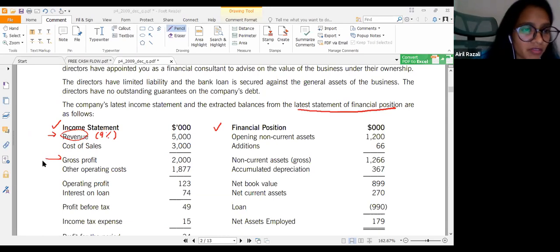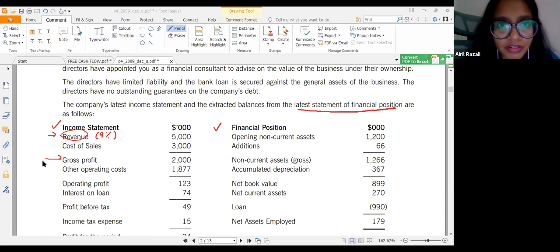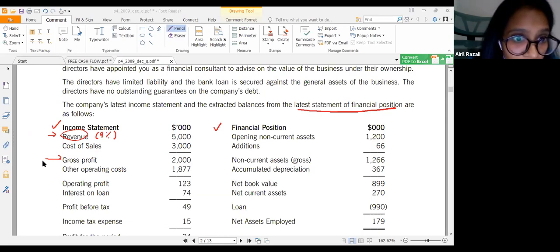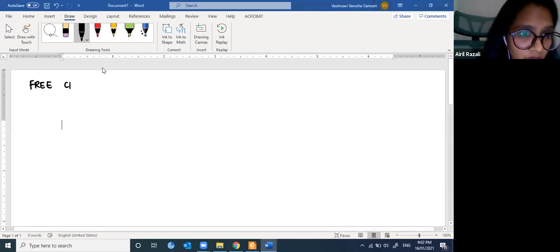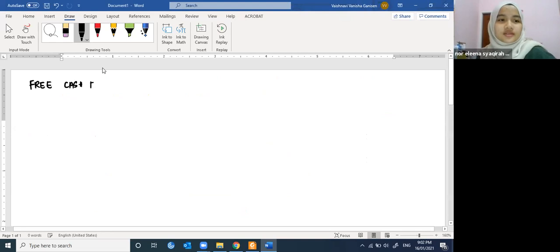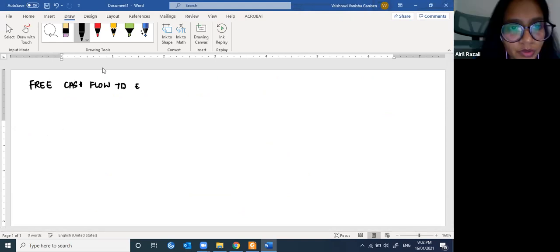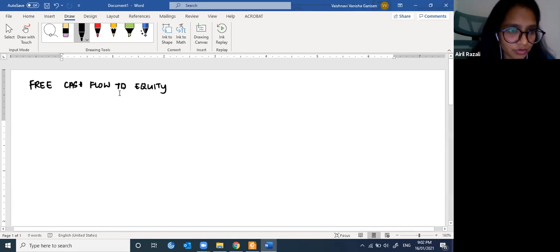So my format for free cash flow. Oh wait, sorry. I think I'm not sharing screen. Share screen. Can you see my Word document now? Yes. Okay. To equity. What's the company name again? Codeco.